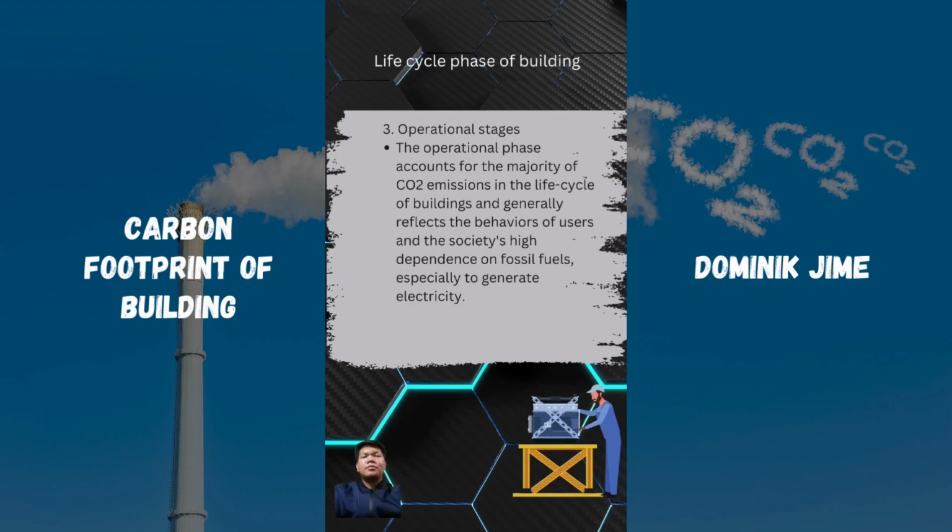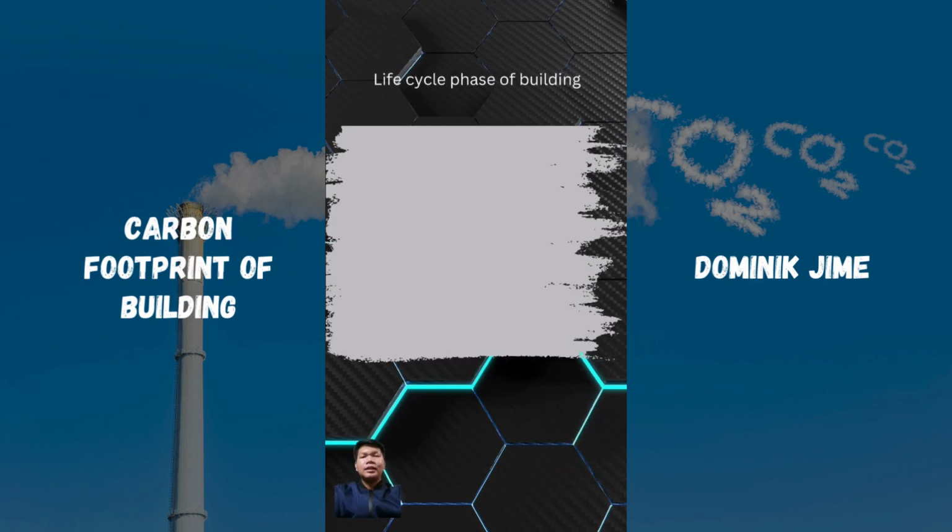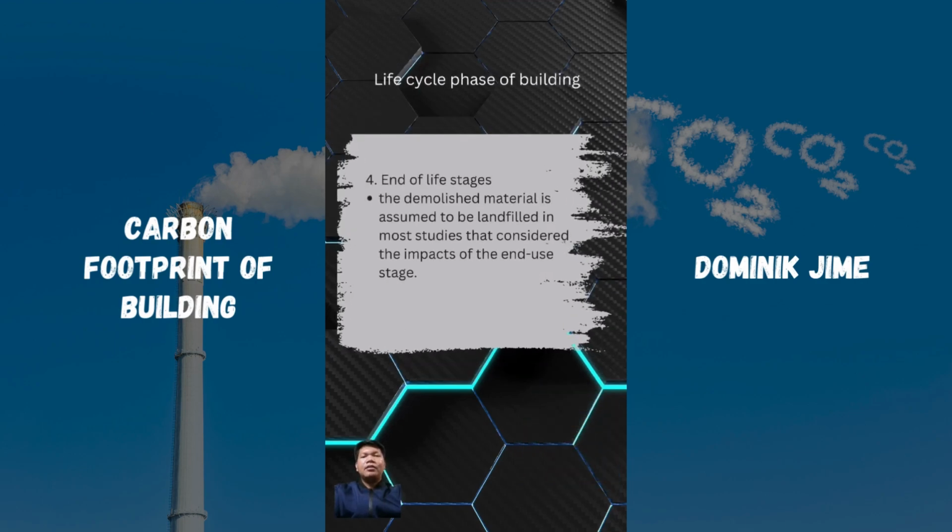The operational phase accounts for the majority of CO2 emissions in the life cycle of a building and generally reflects the behavior of users and the society's high dependence on fossil fuels, especially to generate electricity. Lastly, the end of life stage. The demolished material is assumed to be landfilled in most studies that consider the impact of the end of life stage.